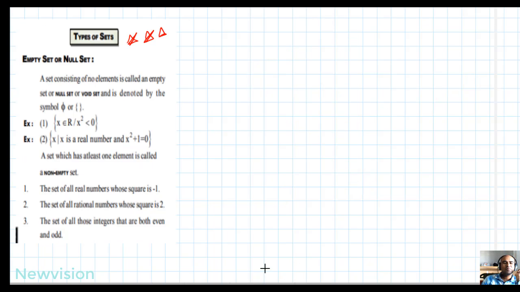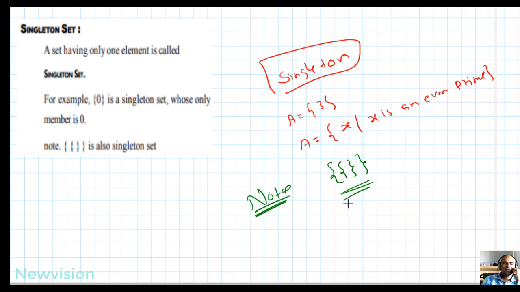I forgot to explain one thing about the empty set. Actually, the empty set is denoted by this symbol, phi. A equals phi means this is an empty set. So actually, this can be written as this. So this is a singleton set, not an empty set. Just like an empty box with another empty box inside it. You cannot say the bigger box is an empty box. So this is an important note. This is a singleton set, not treated as an empty set.